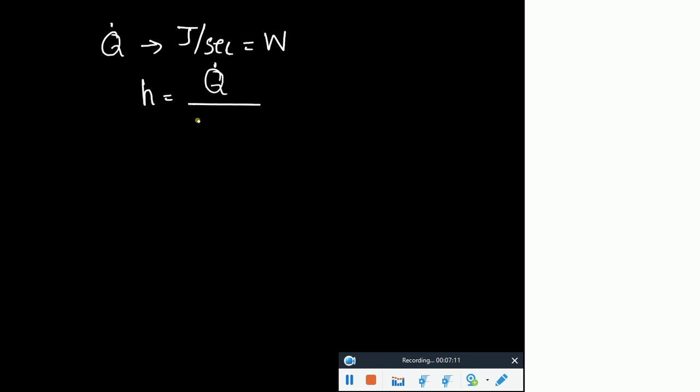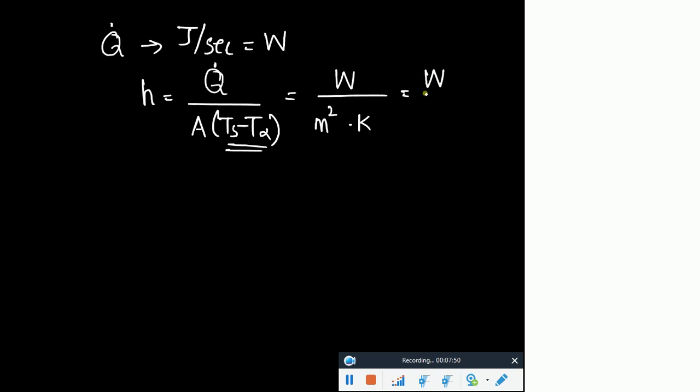The relationship would be Q dot over A times Ts minus T infinity. So you can say that it would be watt per meter square, and then what? Because this is a difference, remember this is the difference. If you look at a temperature difference on the Kelvin scale, or the degree centigrade scale, it won't make any difference to its magnitude, right? So whether it is Ts minus T infinity on the Kelvin scale or on the degree centigrade scale, the magnitude is the same. So delta T, you can also represent it like this.